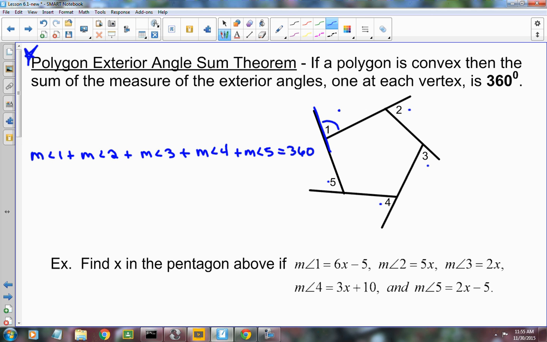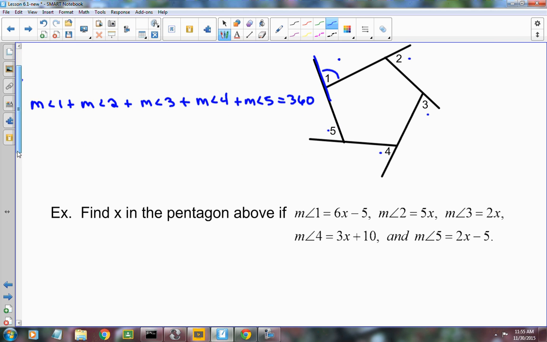What would be the sum of the exterior angles of a 48-gon? 360, right? No matter what, no matter how many sides. Now, if you're talking interior, it depends on the number of sides. But exterior is always 360. Always.